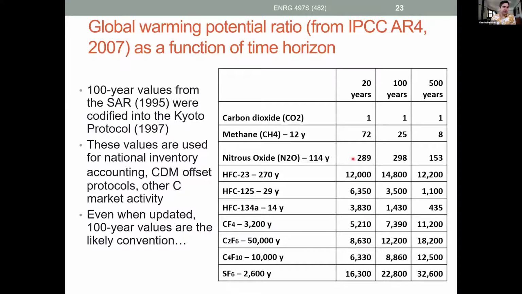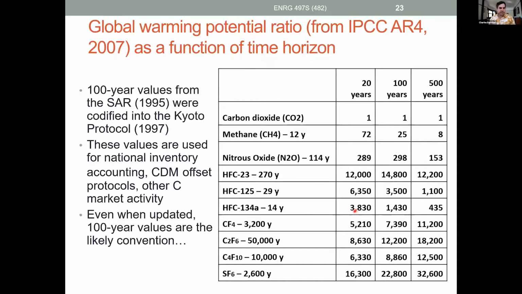They're now really high global warming potentials. So the amount of emissions from these species of gases is really low, but their GWP, their global warming potential, is really, really high. And so we certainly need to pay attention to them.